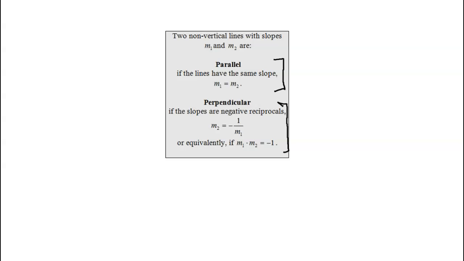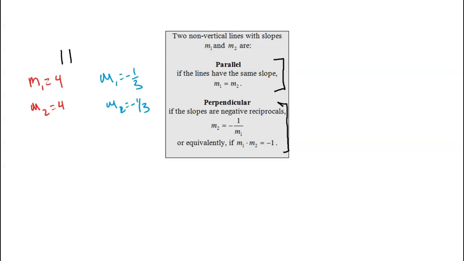Okay. So examples of parallel lines. This is also a symbol that we use for parallel lines. So if my m1 is equal to 4, then my m2 also has to equal 4. That would be one example. Or my m1 is equal to negative 1/3. That means my m2 also has to equal negative 1/3.